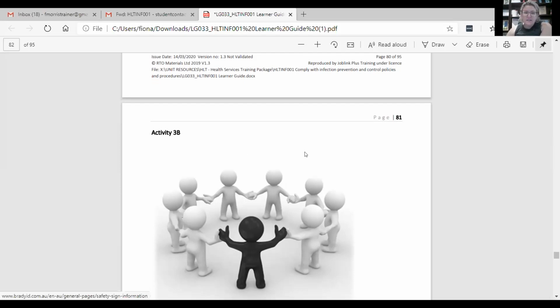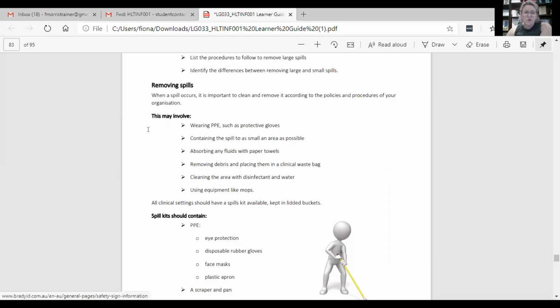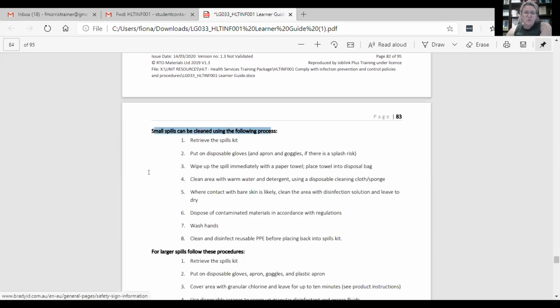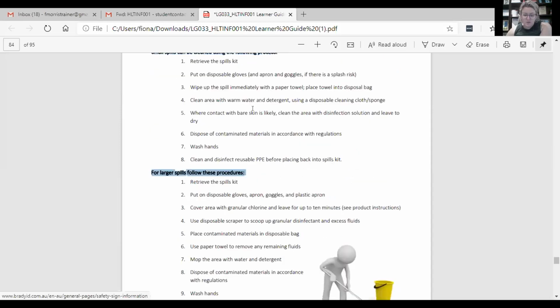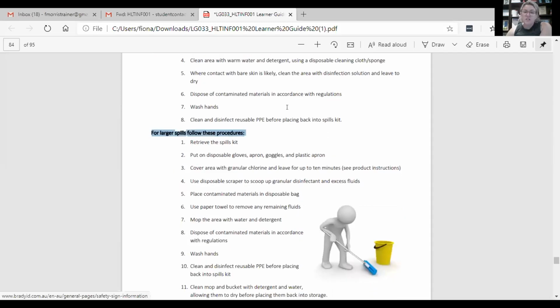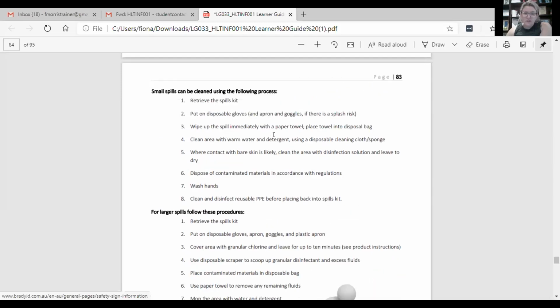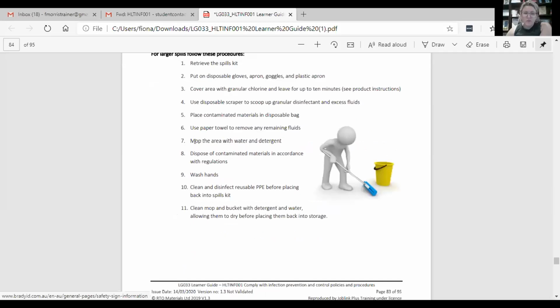Okay, activity 3C. What is involved in removing spills? List the procedures to follow to remove large spills. So we've got removing spills, and then we've got normal spills here for larger spills here, and you just want to use those two lists. Identify two differences between removing a large and a small spill. Well, I think that's pretty clear. I'm going to leave that to you to identify, but one of those is right there with the fact that you don't use a mop for little spills.